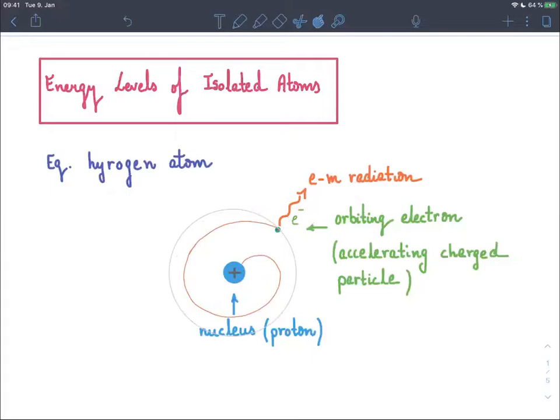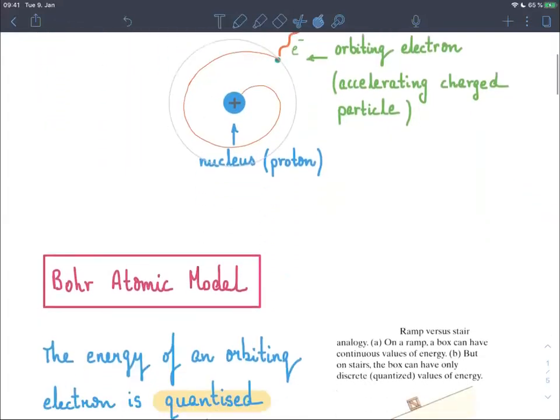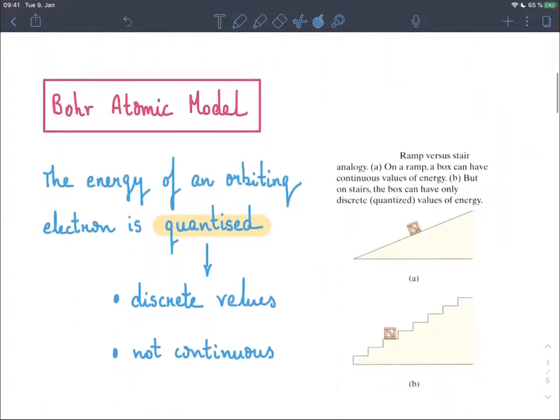So, what were scientists missing at the time? The breakthrough came in 1911 from the Danish physicist Niels Bohr, who suggested that the atom can only exist in certain fixed energy states called energy levels, corresponding to particular electron orbits. This model of the atom is in fact referred to as the Bohr atomic model.